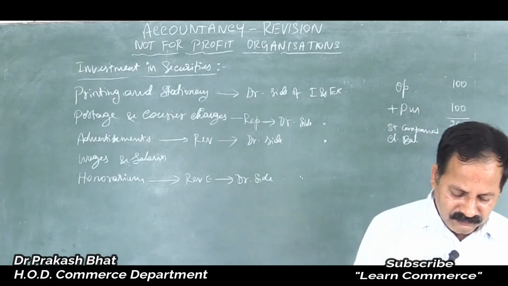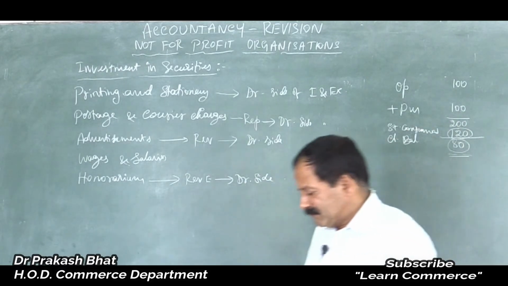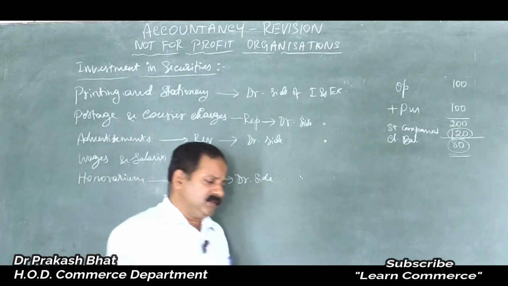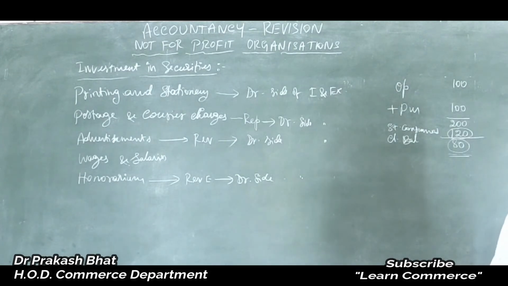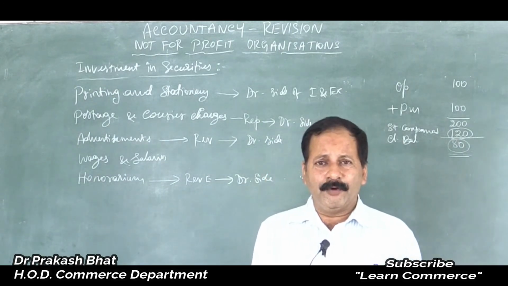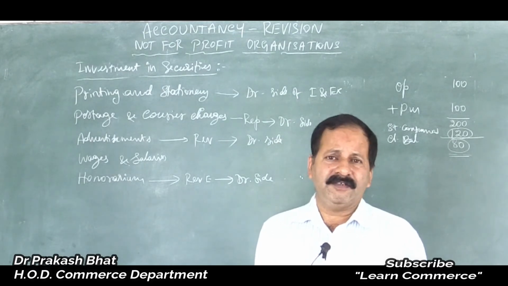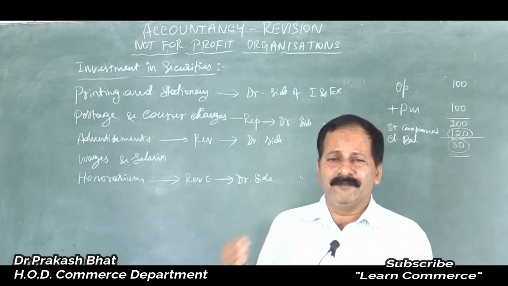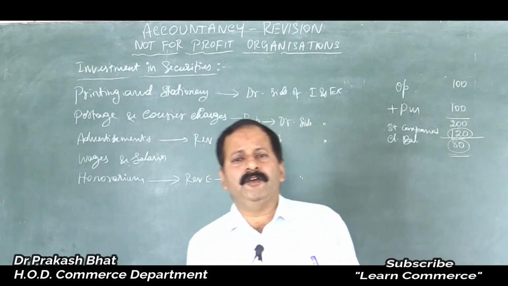Then subscription for periodicals. Remember friends, subscription for periodicals is an expenditure. Subscriptions on the receipt side is an income. So subscription to periodicals means periodicals may be newspapers, dailies, isn't it? Or once in a fortnight some magazines, isn't it? All these come under periodicals, that means they come once in a month, once in 15 days, every day, or once in a week, isn't it? So that is called periodicals.